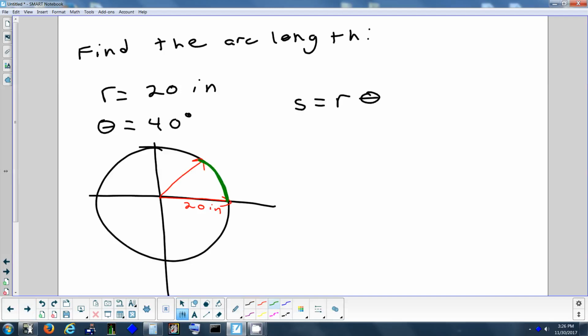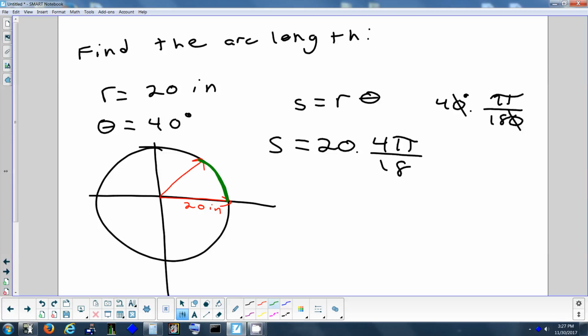What do we have to fix there? 40 degrees. What do you have to do with it? Multiply it by pi over 180. If you want, you could reduce that to make it a little smaller. So we've got 4 pi over 18. That's your angle. The radius is 20. And the angle is 4 pi over 18. Now I know you can reduce 4 pi over 18 more, but I would just type it into the calculator and then just round it off.